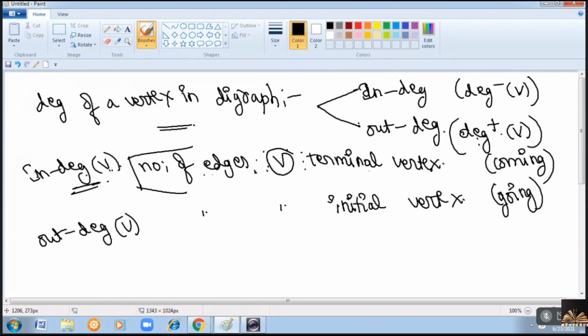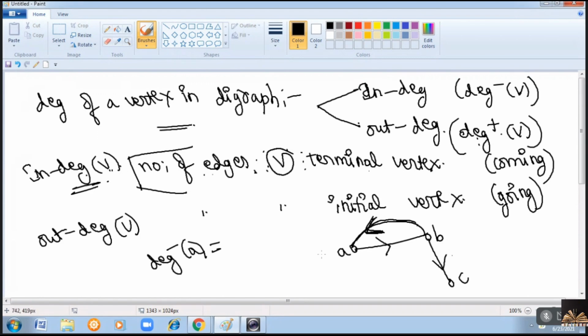How many edges are going from the vertex, that represents the out degree. Incoming and going can be represented like this. Let us suppose you have a graph like this. Now, how many edges are coming towards the vertex A? Towards means an arrow should be like this, coming towards A. So that represents the in degree of A. So how many edges are coming towards A?